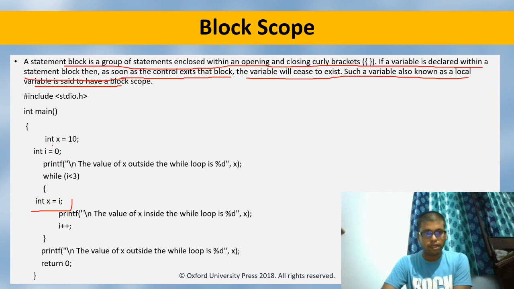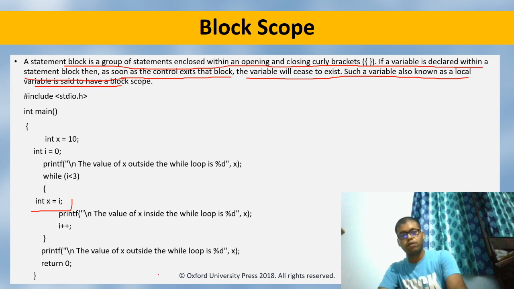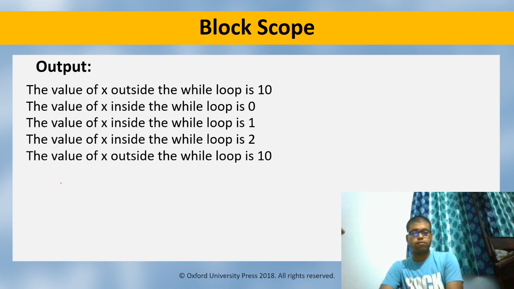So that is known as block scope. Similarly, int x equals 10. Whenever we move out of the block and also exit main, x will cease to exist. So for the first execution it is 10.